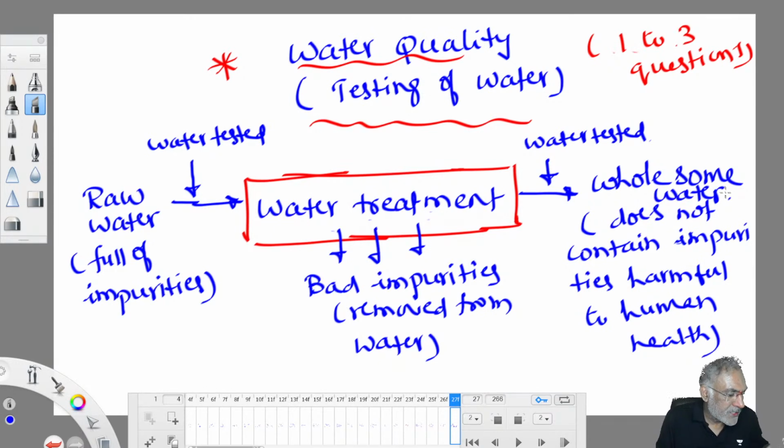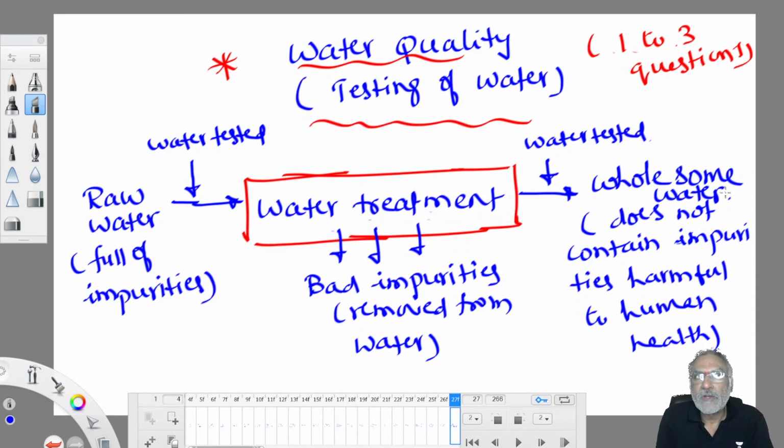Pure water nobody likes to drink. Water should contain certain impurities, good impurities. Then only the public likes it. So water should contain little calcium, little magnesium, little iron, little manganese, little hardness, little chlorides, little fluorides. All this present in water is good for health. The more they are present, sometimes they are objectionable. If little they are present, they are good for health.